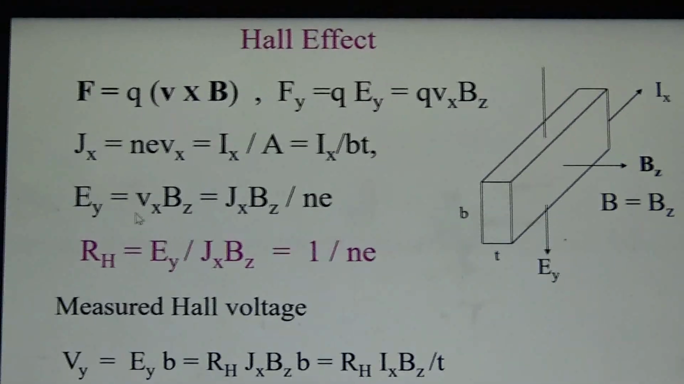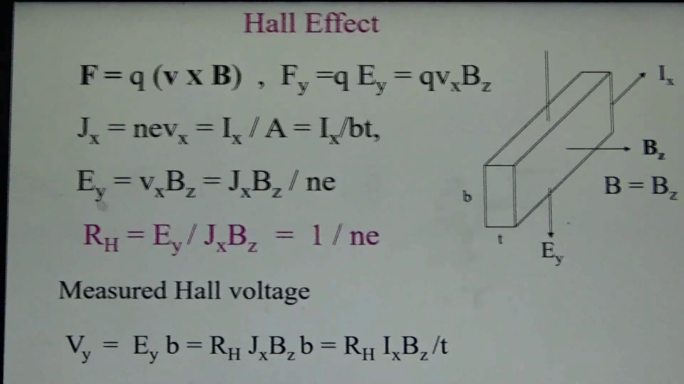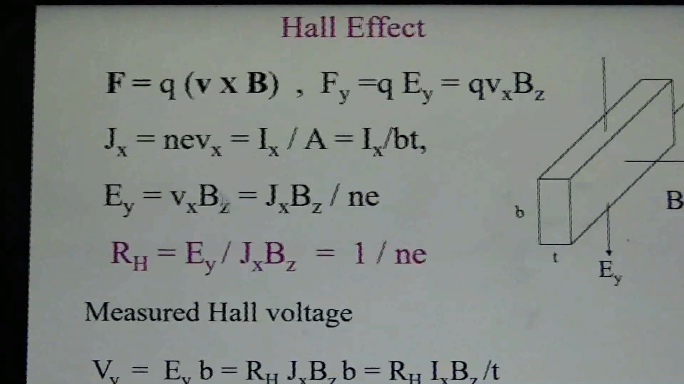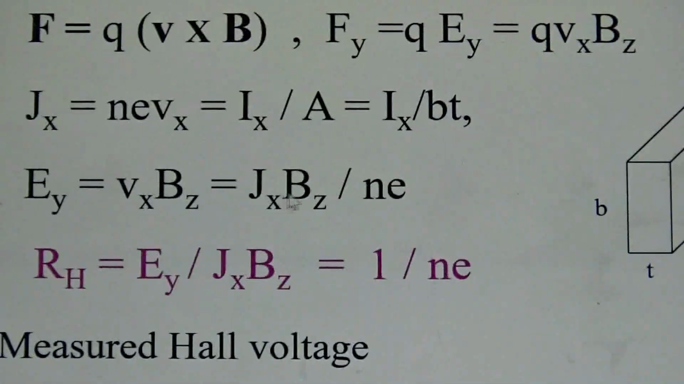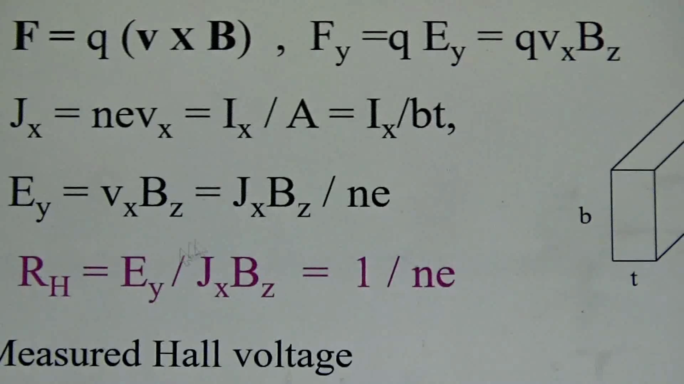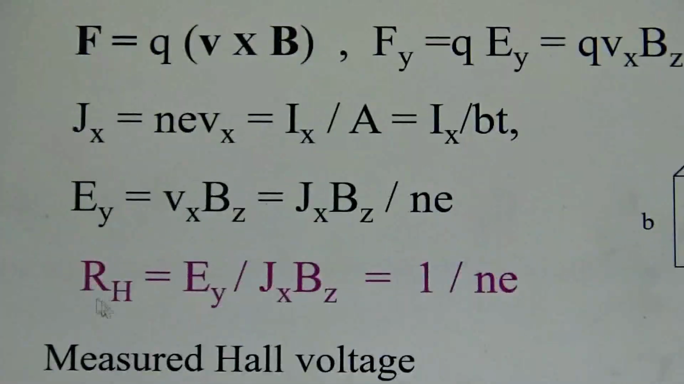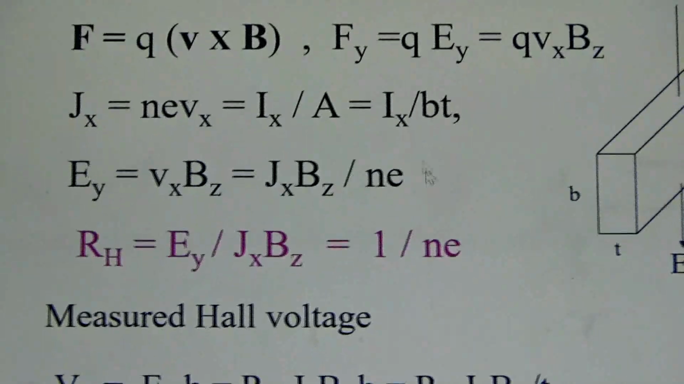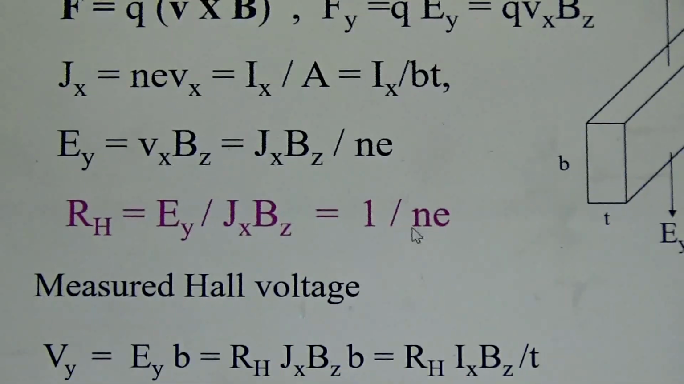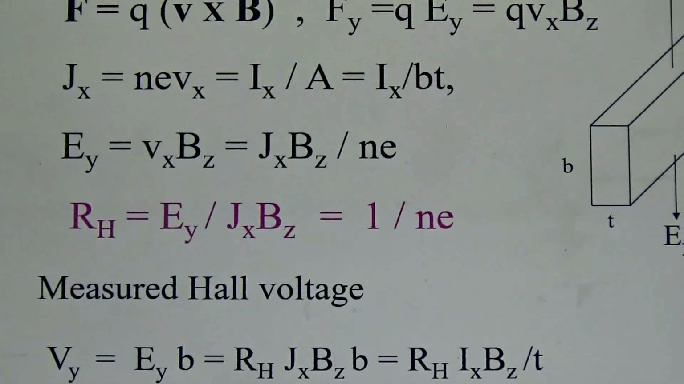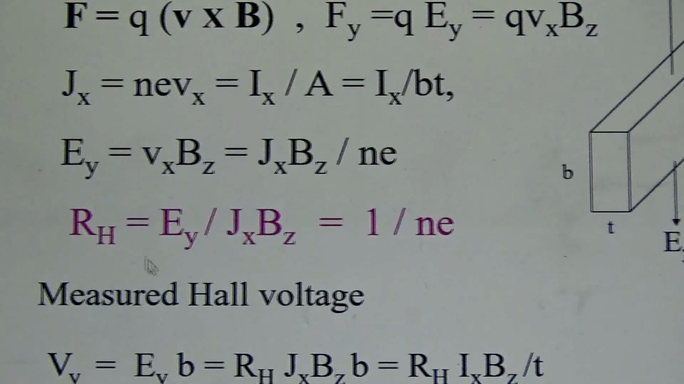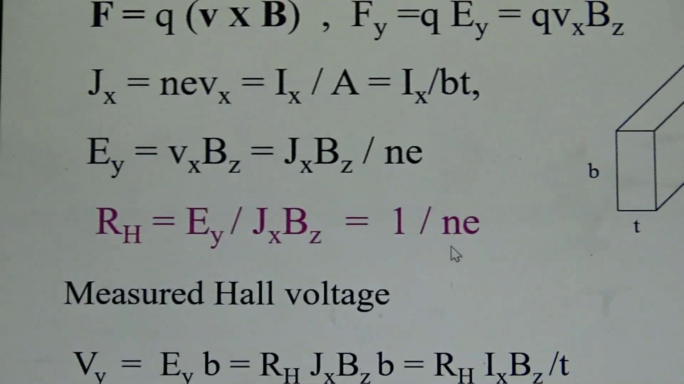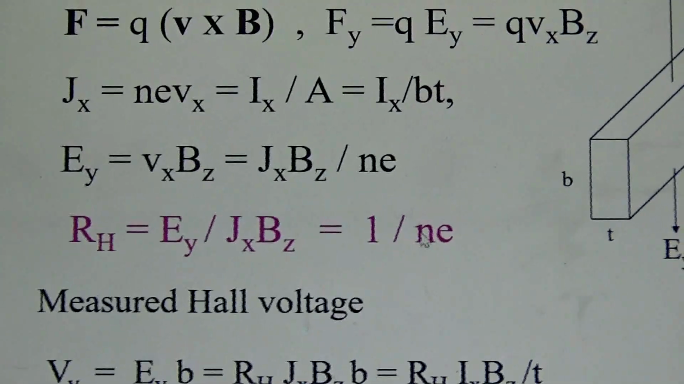Now we can equate the electric field associated with the Hall voltage, given by Vx into Bz, which is nothing but Jx Bz by Ne. Or I can write the Hall resistance, which is Ey by Jx Bz, which is also equal to 1 by Ne, where N is the carrier concentration. So if I measure the Hall voltage, I can estimate RH. Thereby, I can get to know about Ne, or the carrier density.